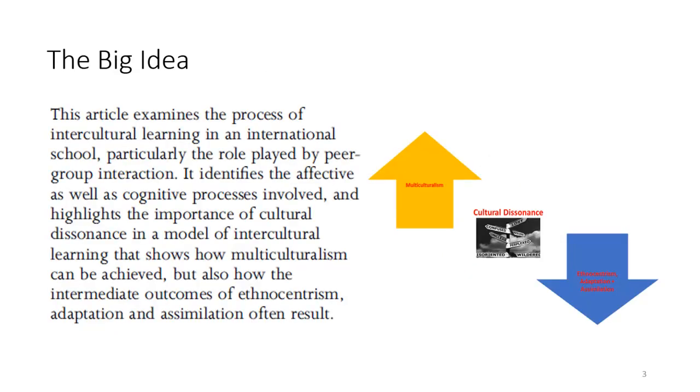So let's begin with the big idea. This article examines the process of intercultural learning in an international school, particularly the role played by peer group interaction. It identifies the affective as well as cognitive processes involved and highlights the importance of cultural dissonance in a model of intercultural learning that shows how multiculturalism can be achieved, but also how the intermediate outcomes, which are not always the correct outcomes, of such processes as ethnocentrism, adaptation, and assimilation often can result.